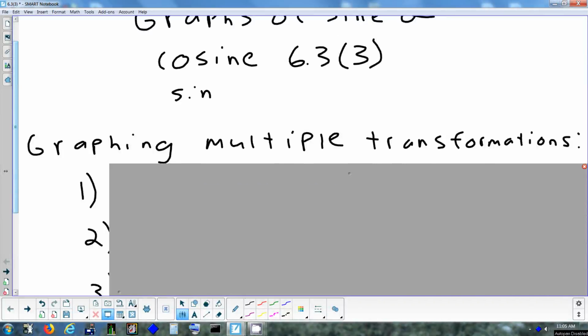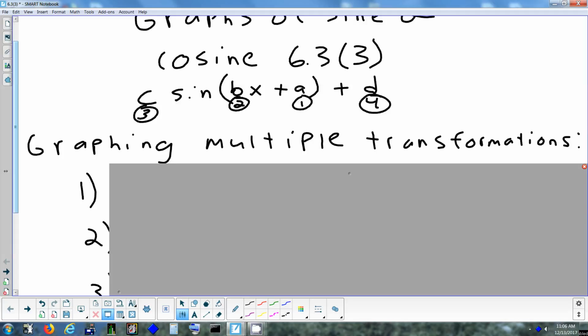So let's have sine of bx plus a, put a c in the front, plus d on the end. The order, the letters that I wrote, I put them in the order you should do the transformations. A, then B, then C, then D. And if we're matching them up with numbers, it's 1, 2, 3, 4. Okay. What's the first transformation there?